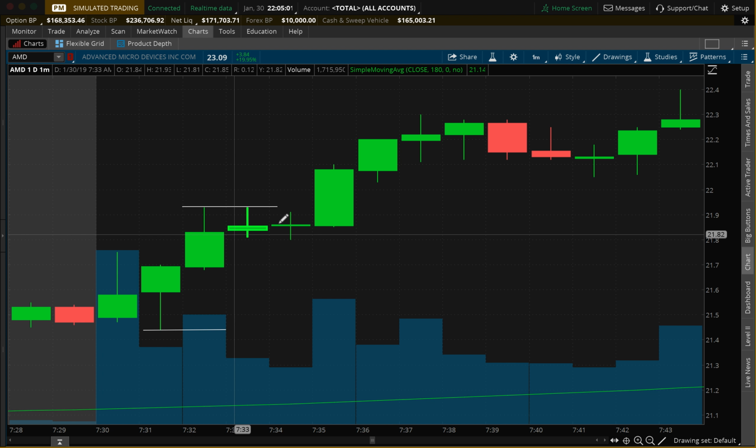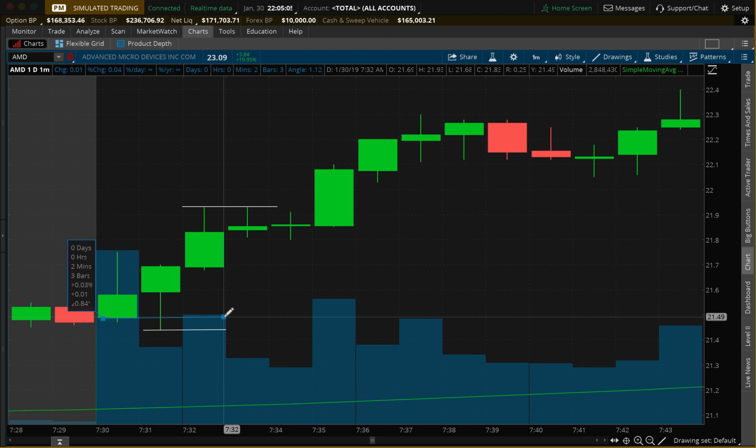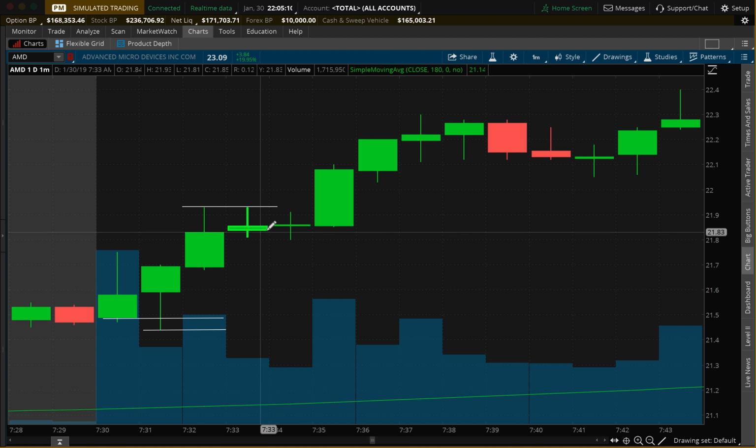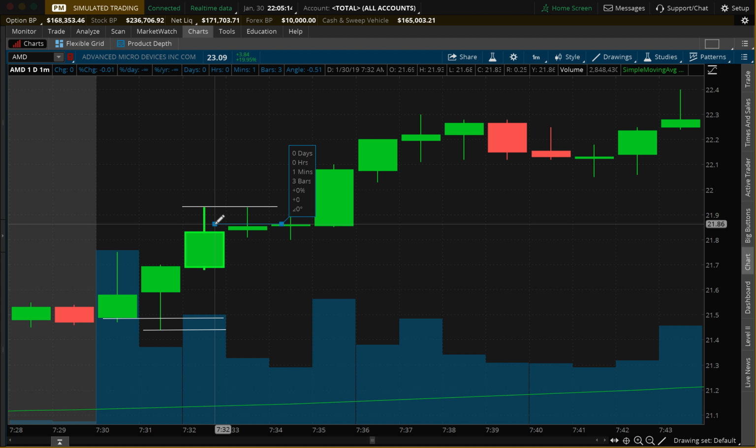And these four candles, this is where it opened right here at 21.48. So we can draw a line at 21.48 right here. And in the end of this 5 minute candle, it closed right here at 21.86.